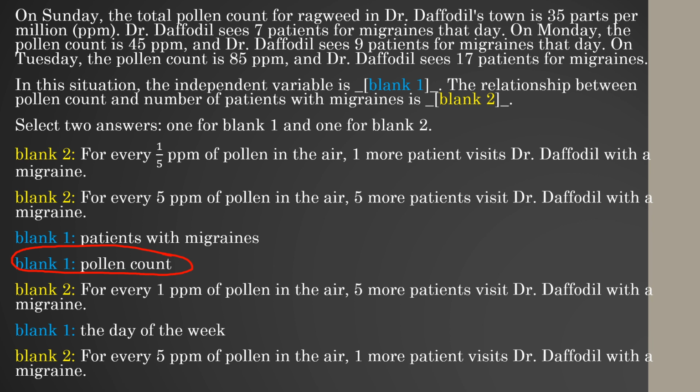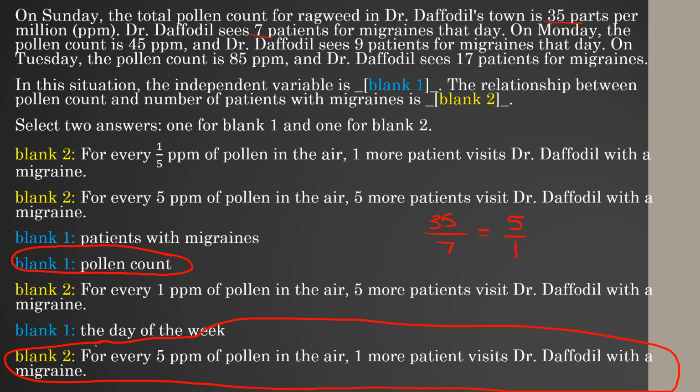Part B wants to know the relationship between pollen count and the number of migraines. Here we're asked to find the unit rate. Let's use that first one because it has the smallest numbers. So 35 parts for every 7 patients. This reduces to 5 over 1. So this means that for every 5 pollen particles in the air, 1 more patient will visit Dr. Daffodil with a migraine.